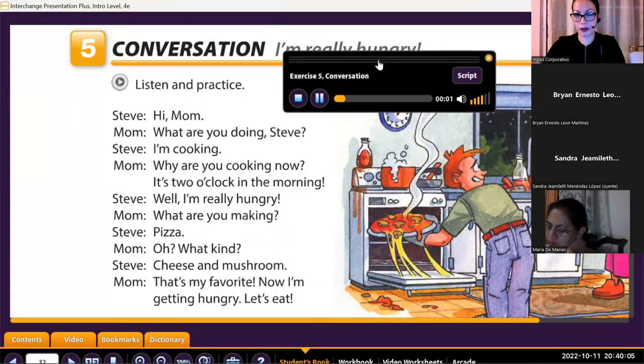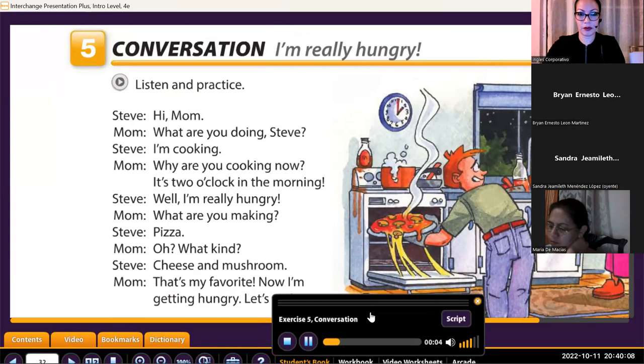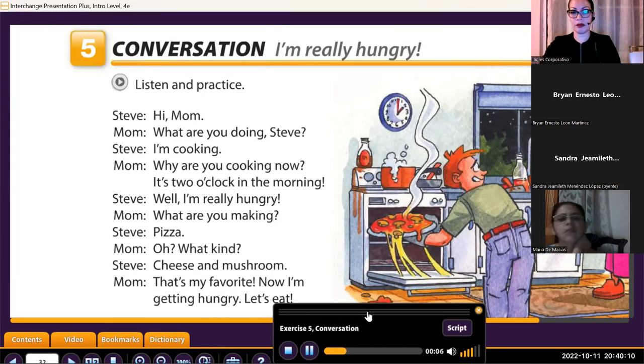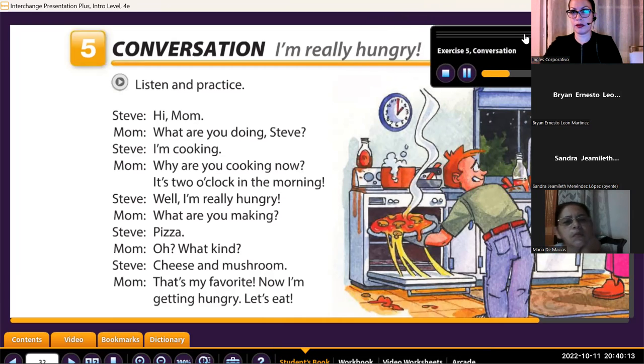Page 32, Exercise 5, Conversation. I'm really hungry. Listen and practice. Hi, Mom. What are you doing, Steve? I'm cooking. Why are you cooking now? It's 2 o'clock in the morning. Well, I'm really hungry. What are you making? Pizza. Oh, what kind? Cheese and mushroom. That's my favorite. Now I'm getting hungry. Let's eat.